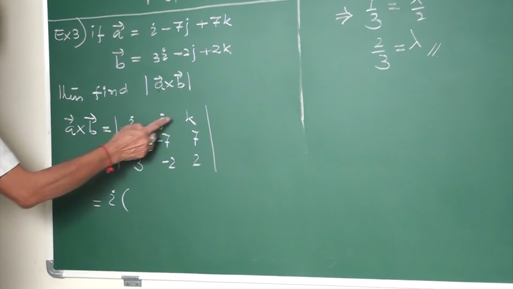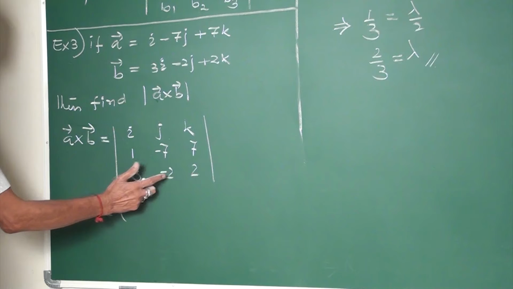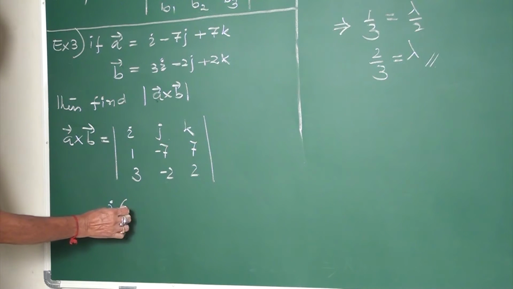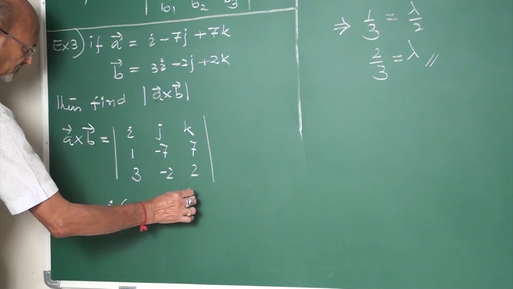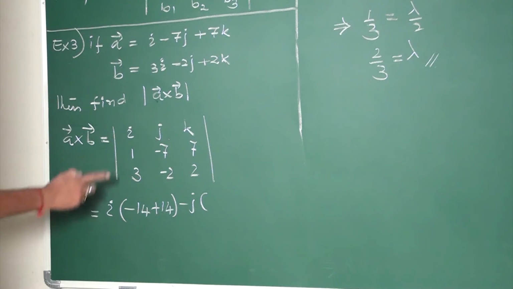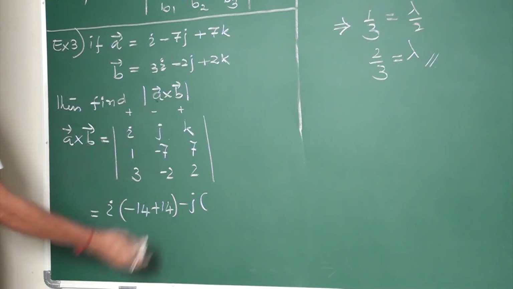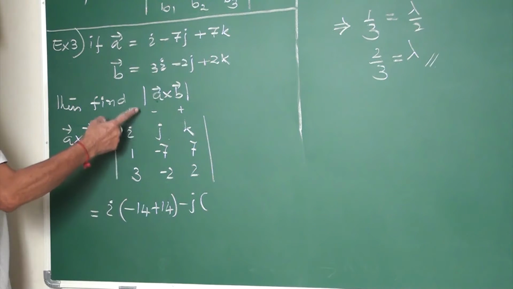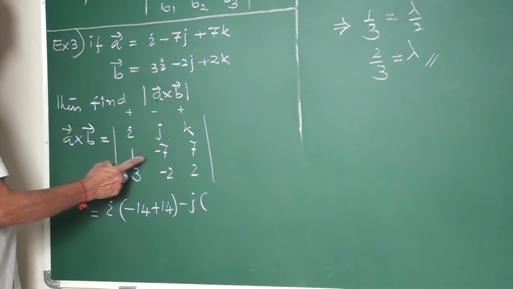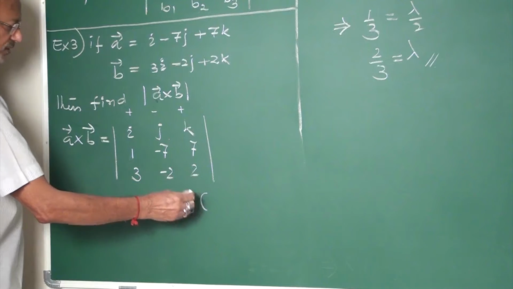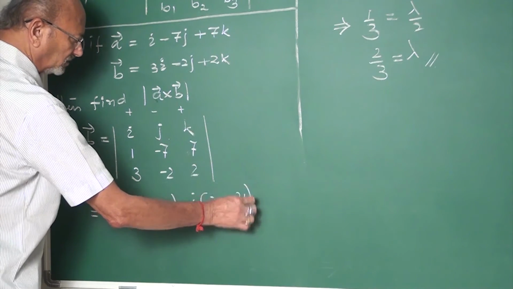i into, leave the elements of the first row, first column. This is minus 14. Minus of minus is plus 14. Minus 14 plus 14. Minus j into, signs are plus minus plus in evaluation of the determinant. Leave the elements of the first row, second column. This cross first, 1 into 2 is 2, minus 3 into 7 is 21.